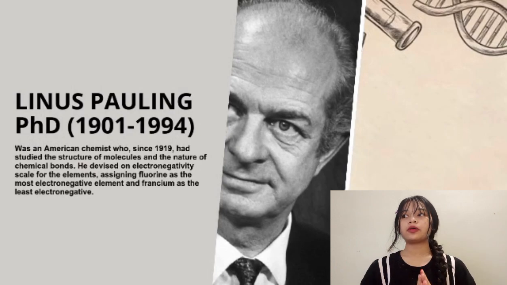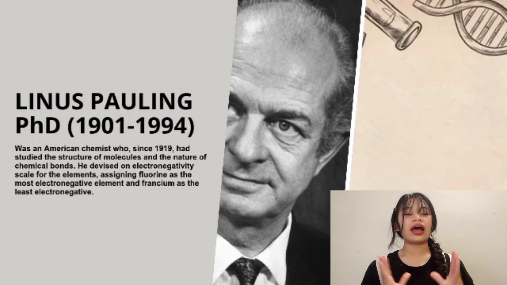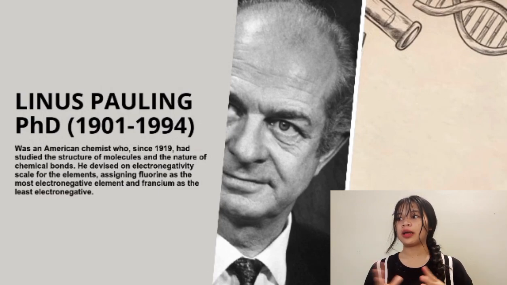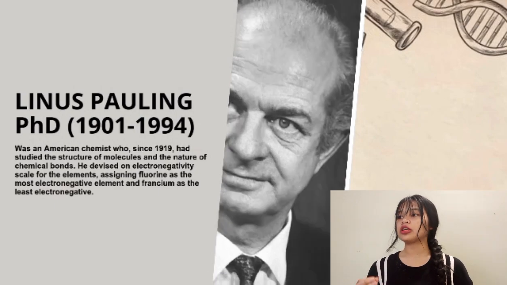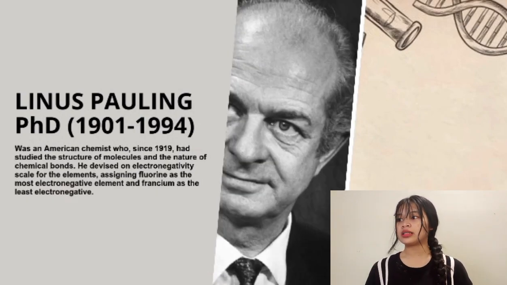Pauling, PhD, 1901-1994, was an American chemist who since 1930 had studied the structure of molecules and the nature of the chemical bond. He devised an electronegativity scale for the elements, assigning fluorine as the most electronegative element at the top of the list of electronegativity.